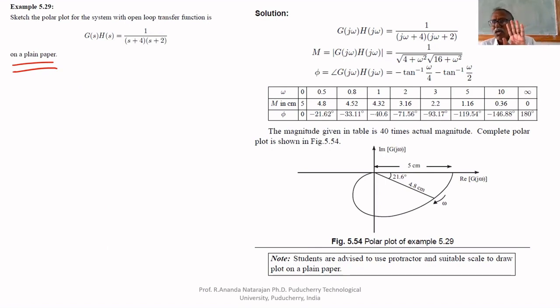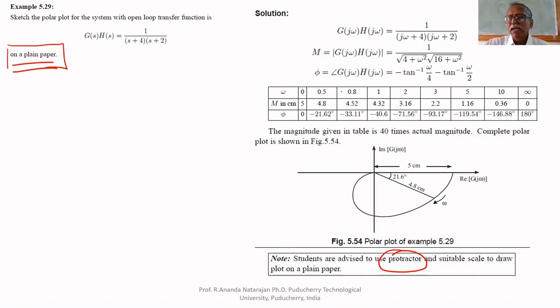Ordinary graph sheet is for root locus, semi-log sheet for Bode plot, and for polar plot and Nyquist plot, you should bring a polar chart. So you go with all these papers. Sometimes they may take time to provide them, so you can have your own papers. You can also draw on a plain paper, for which you need a protractor and scale.